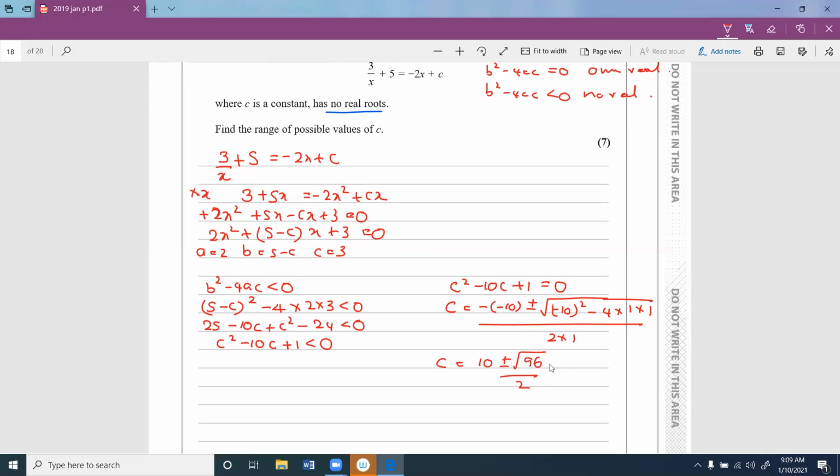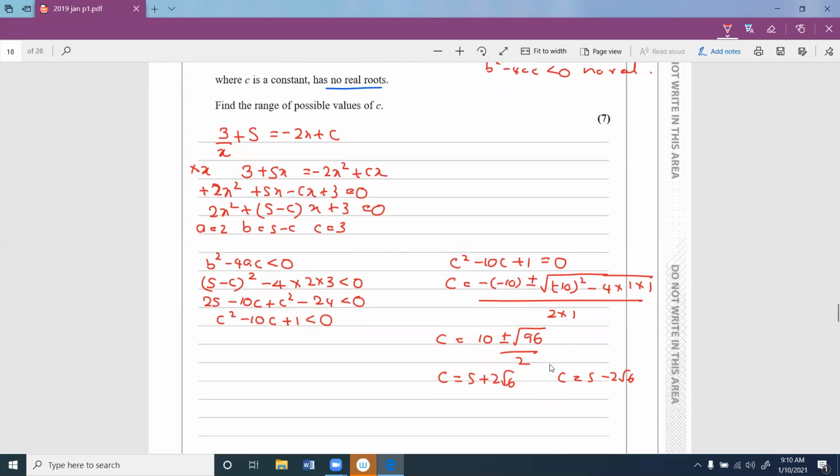So if you just work out this one, let me see what answers we obtain. To get the answers, 5 plus 2 root 6. c is 5 plus 2 root 6 and the other one is 5 minus 2 root 6, right? Now let's see how to solve this quadratic inequality. Just do it this way.